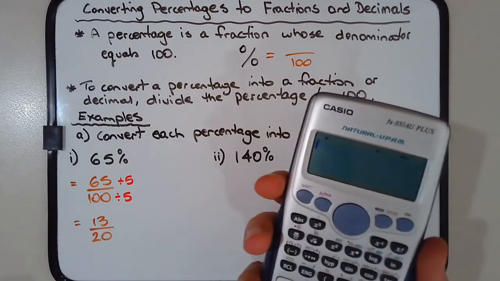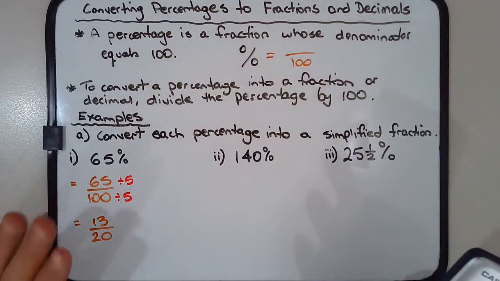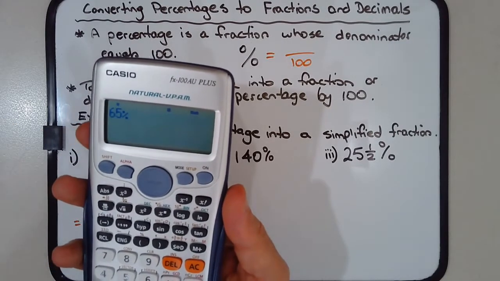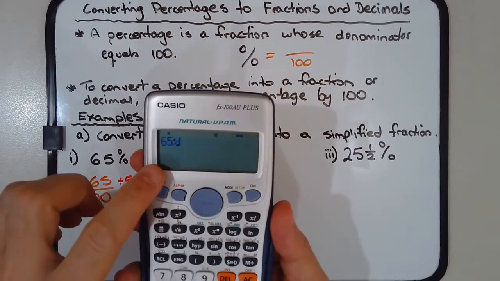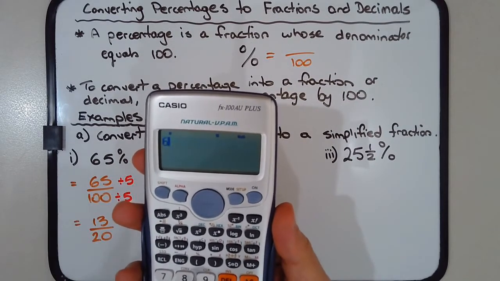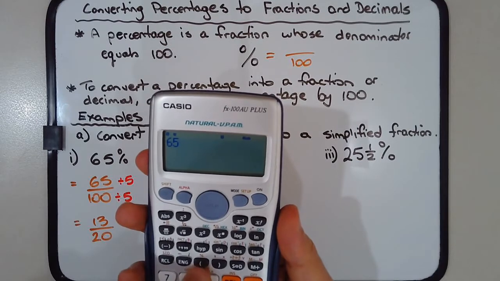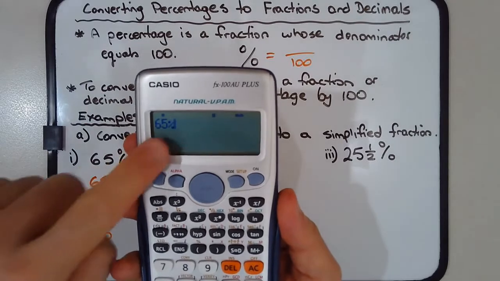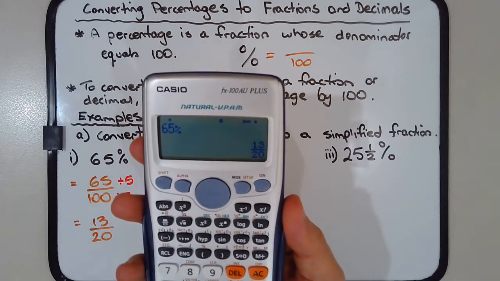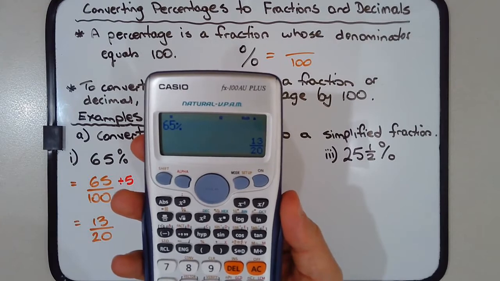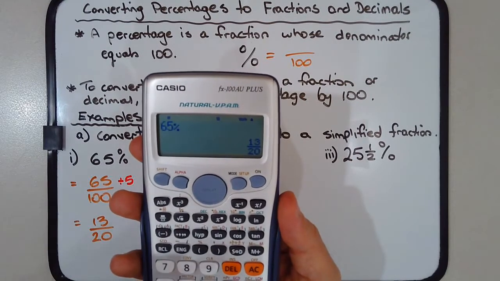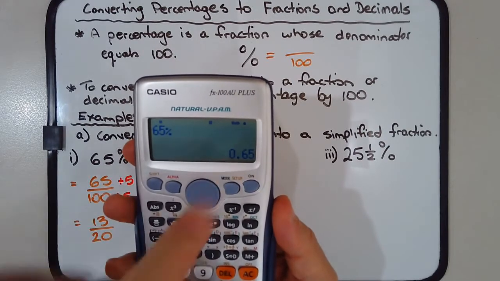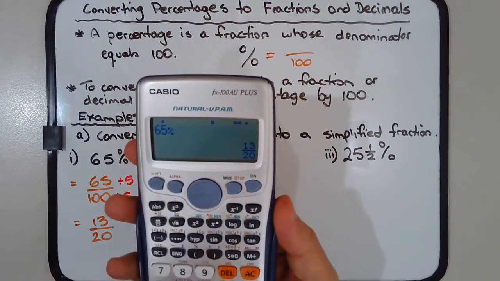Your calculator can do this automatically anyway, but it's good to be able to work these out mentally. So let's have a look at 65% converted into a fraction using a calculator. Type in 65, then shift, and then the opening bracket key. If you push that, you see the percentage symbol come up. Press equals, and hopefully your calculator will convert that automatically into a simplified fraction for you. If you push the SD button, it'll convert it into a decimal. And if it's a decimal, it can convert it back into a fraction for you.